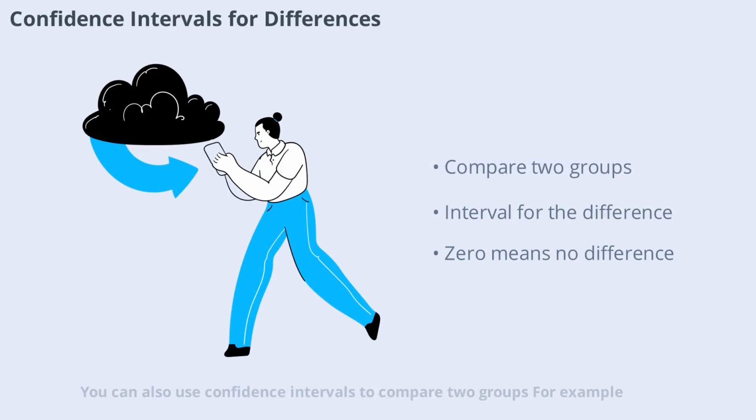You can also use confidence intervals to compare two groups. For example, you might want to know if there's a difference in test scores between two classes. The confidence interval for the difference tells you the range of plausible values for that difference. If the interval includes 0, there may be no real difference. If not, the difference is likely real.